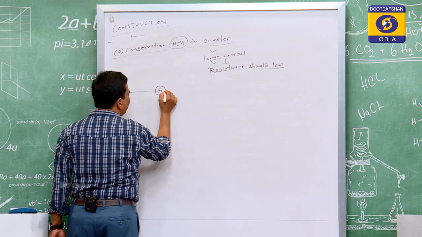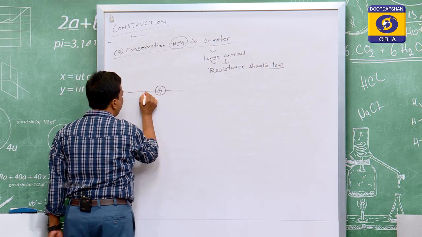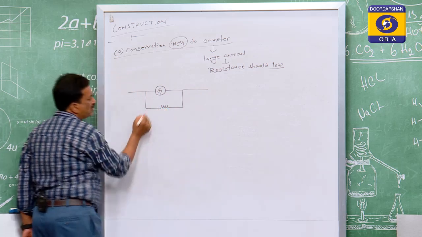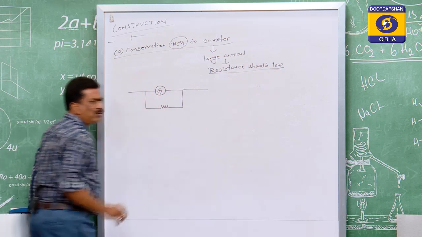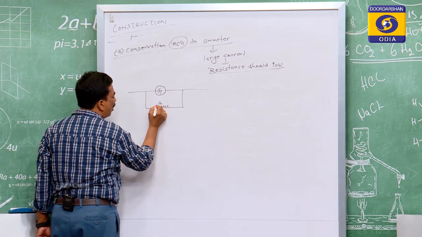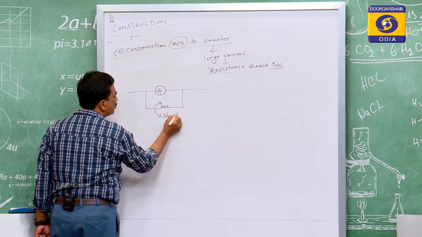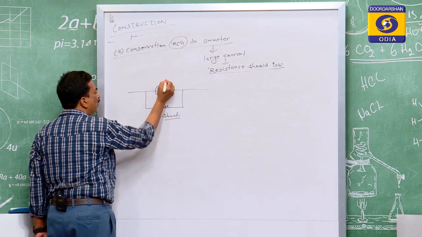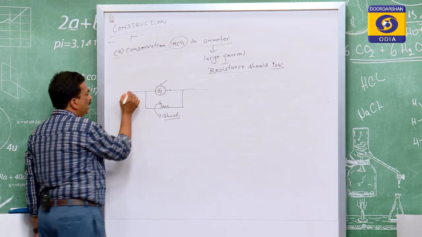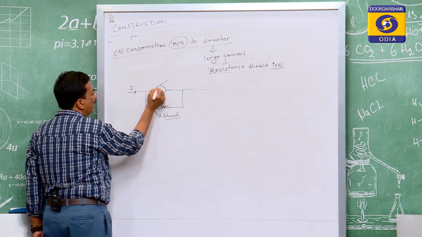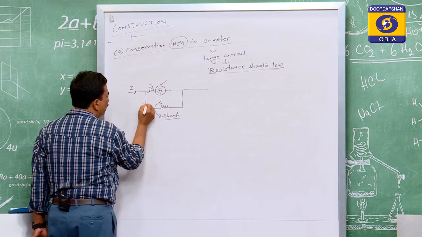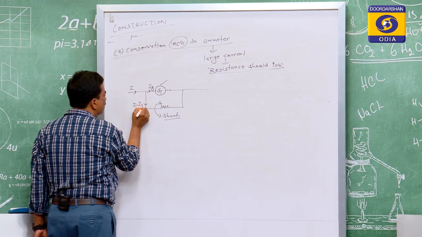To that galvanometer, we have to add a resistor whose resistance value is very small. A very small resistance value is known as the shunt resistance, S. If a low resistance is connected in parallel with a galvanometer, and the current coming in is I, through the galvanometer the current is Ig, and through the shunt the current is I minus Ig.